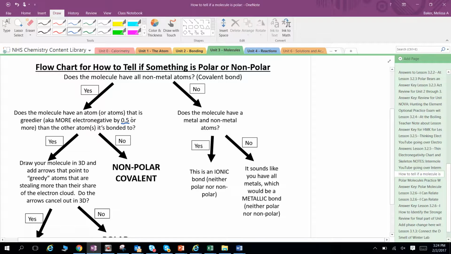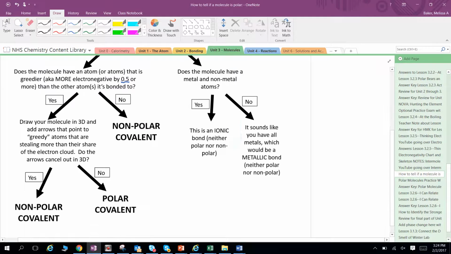Is there an electronegativity difference of 0.5 or more? If yes, you still don't know if it's polar for sure, because you've got to check and see if the arrows cancel out. If the arrows don't cancel out, then you've got a polar molecule. That means that there's a positive side and a negative side.